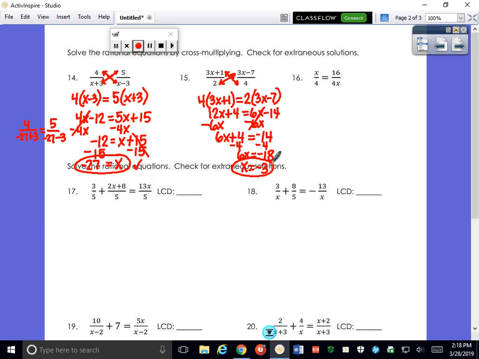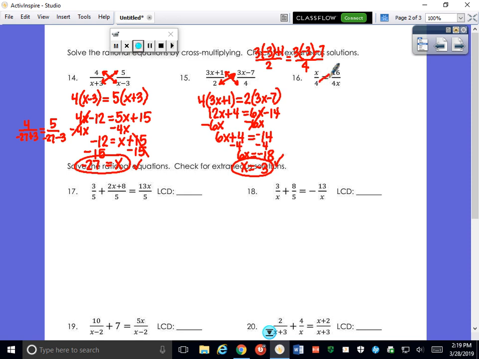You do want to check for extraneous solutions. So on your calculator, you'll want to do 3 times negative 3 plus 1 divided by 2, and you're going to check to see if 3 times negative 3 minus 7 divided by 4, if those are equal. So negative 4 on the left side and negative 4 on the right side. So this works.